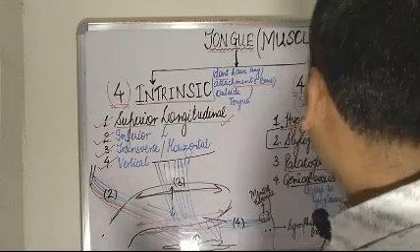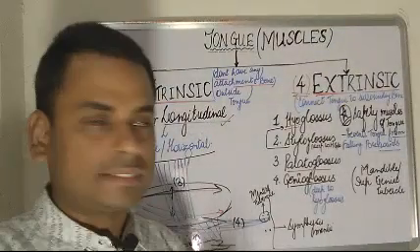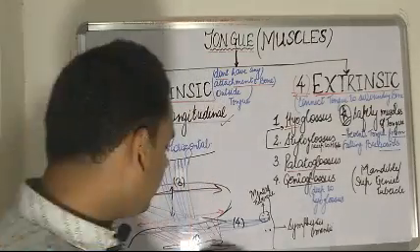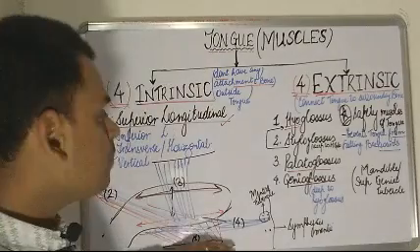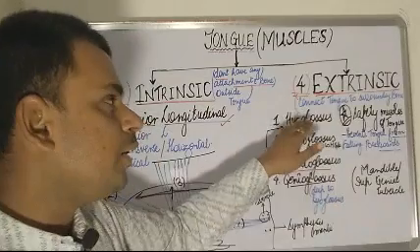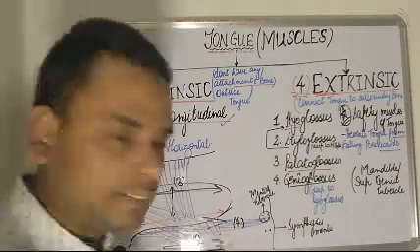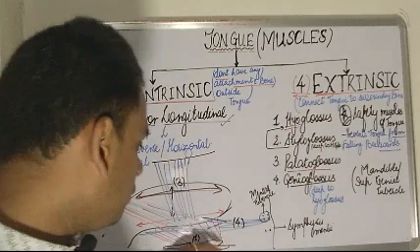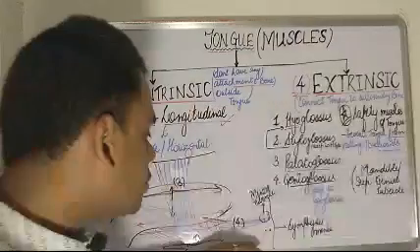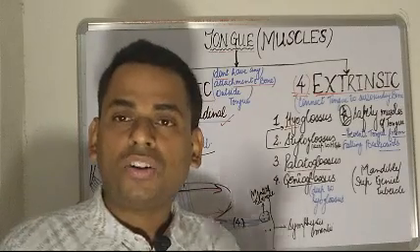Let's have a look at the extrinsic muscles. For the extrinsic muscles, we need to know certain landmarks. So what are those landmarks? The first muscle, what I have told, is the hyoglossus, a muscle of the tongue which is going to connect the tongue to the hyoid bone. The hyoglossus muscle is going to connect to the greater cornua of the hyoid bone.